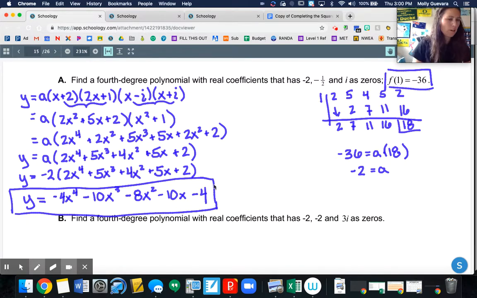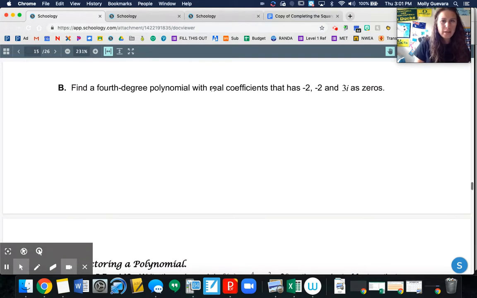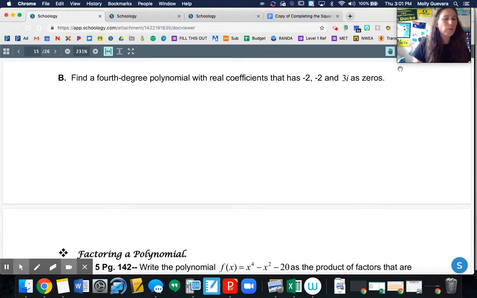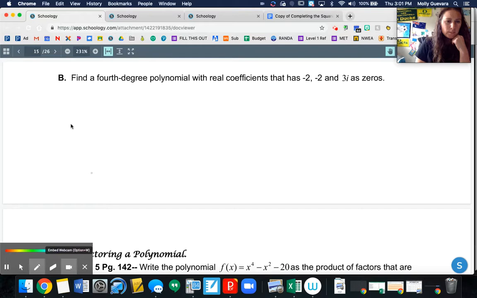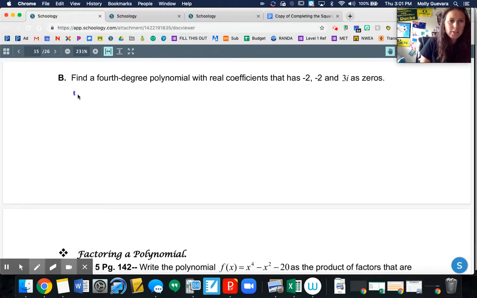Whoosh. Okay, so one for you to try here. Try B. It doesn't give you a point that it has to go through, so you don't have to find a. Okay, so just find the 4th degree polynomial that has these zeros, and then when you're ready to go over it, hit play. Okay, so hopefully you gave it a shot, and you started with the linear factors.